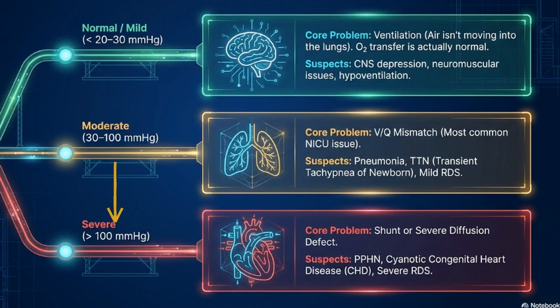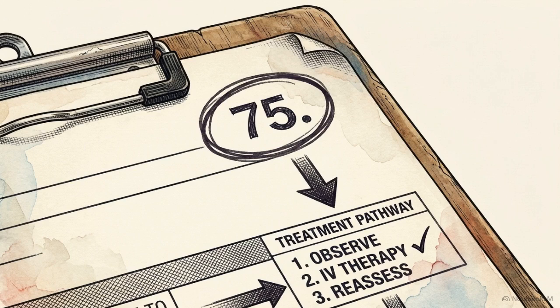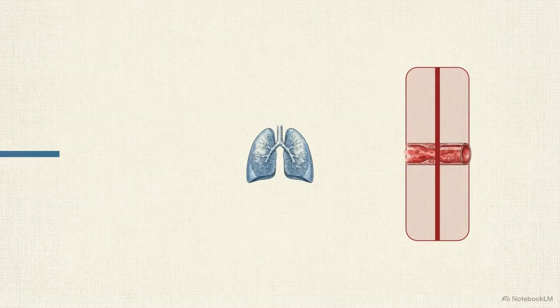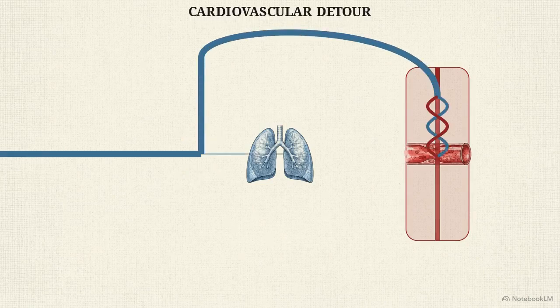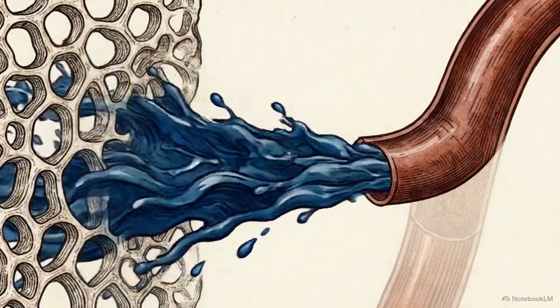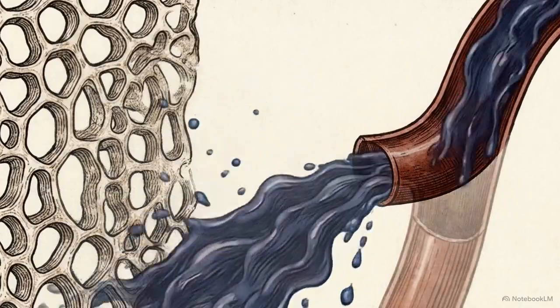Severe gradients, over 100, require you to move clinical suspicion away from simple lung mechanics. You are facing a shunt, or a severe diffusion defect. Knowing the exact A-a DO2 number instantly maps the team away from guesswork and forces you down one of three distinct pathophysiological routes. If lung mechanics are sound but oxygenation is failing, we must look for cardiovascular detours entirely bypassing the lung. Imagine a high-pressure stream violently bypassing its filtration matrix and dumping directly back into the main line unprocessed.